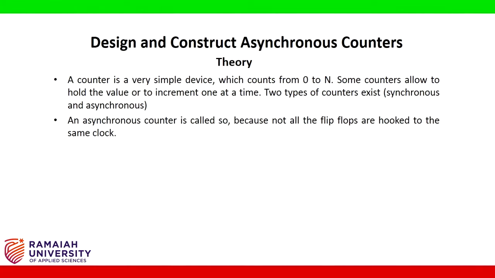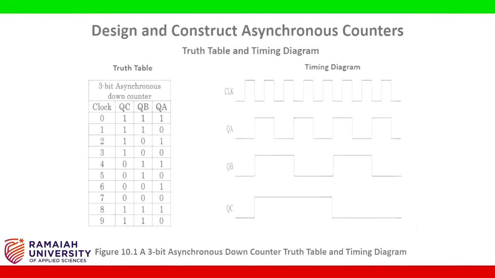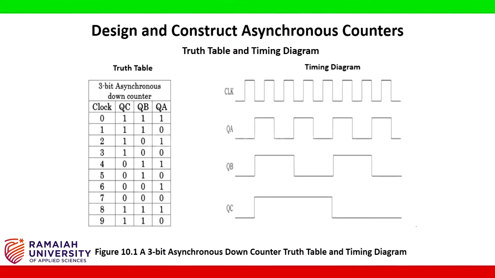Two types of counters exist, synchronous and asynchronous. An asynchronous counter is called so because not all the flip-flops are hooked to the same clock. A 3-bit asynchronous down counter, truth table and timing diagram are as shown.